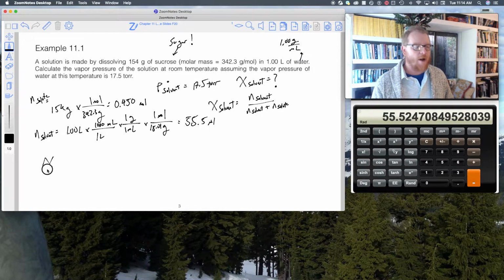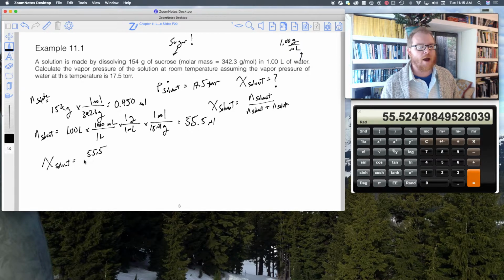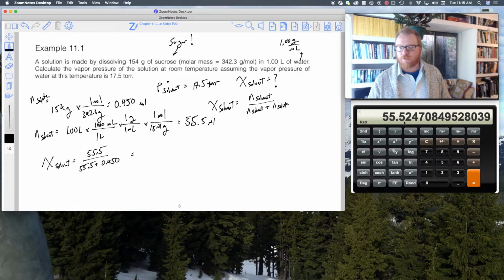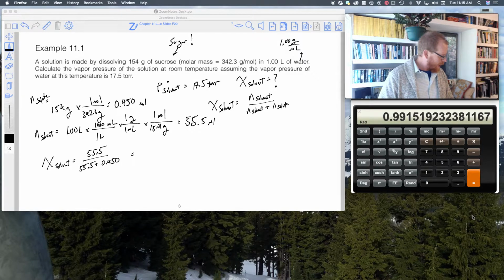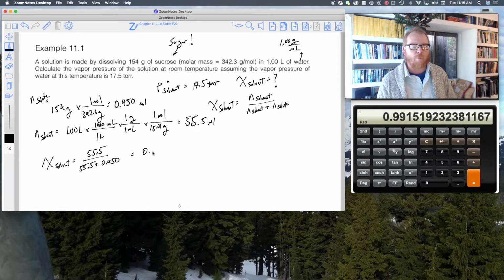So now my mole fraction of solvent is going to be equal to 55.5 divided by 55.5 plus 0.450. So let's say 55.52, I'll just leave this answer in the calculator, plus 0.450 equals. And now I'm going to do a little handy trick. I'm going to push the 1 over x button and then say times 55.5 equals. And I get a mole fraction that is 0.992. So it's close to 1, but all the same, it's still less than 1.